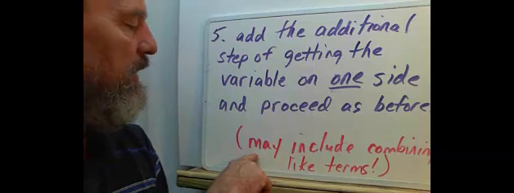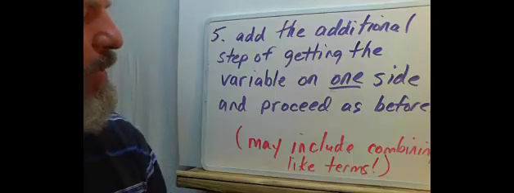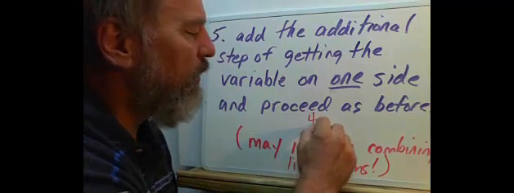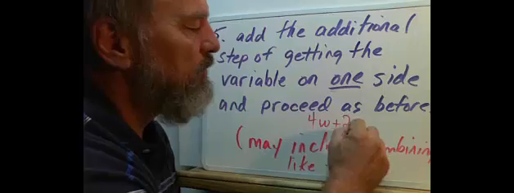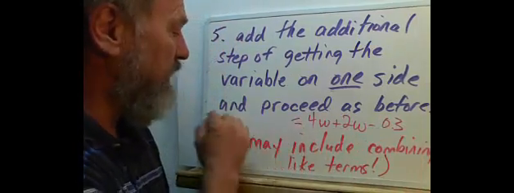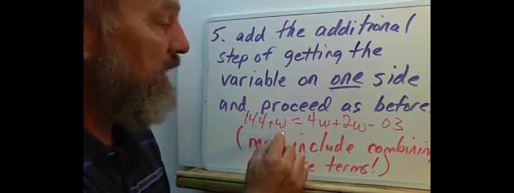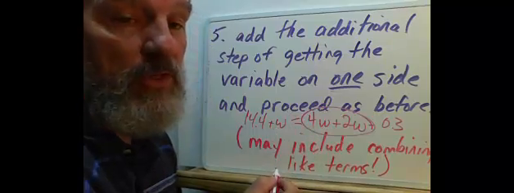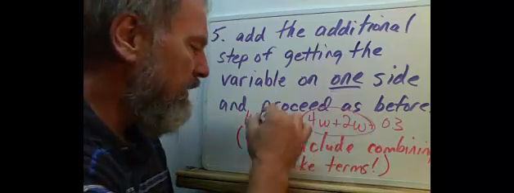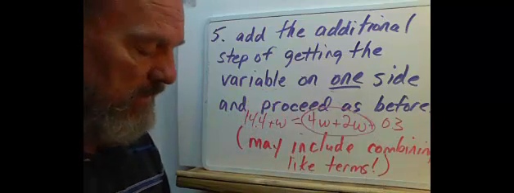However, I want to put in this point where it may include combining like terms. For example, in that problem, I believe we had 4W plus 2W minus 0.3, I think it was, on one side of the equation, and I think it was 14.4 plus W on the other side. The first thing you need to do is combine like terms and then go from there. But it's still a matter of getting a variable on one side and the constant on the other.